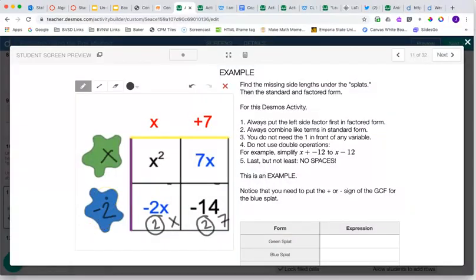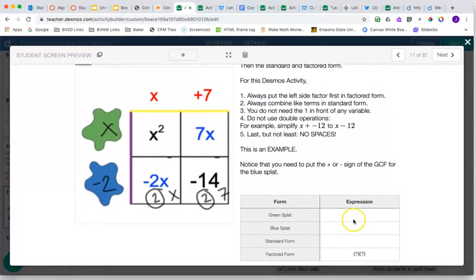Okay. To fill in your answer on Desmos, the green splat is an x. The blue splat is a negative 2. Standard form, you need to go ahead and combine your like terms. So x squared, negative 2x and 7x is 5x, and then minus 14.